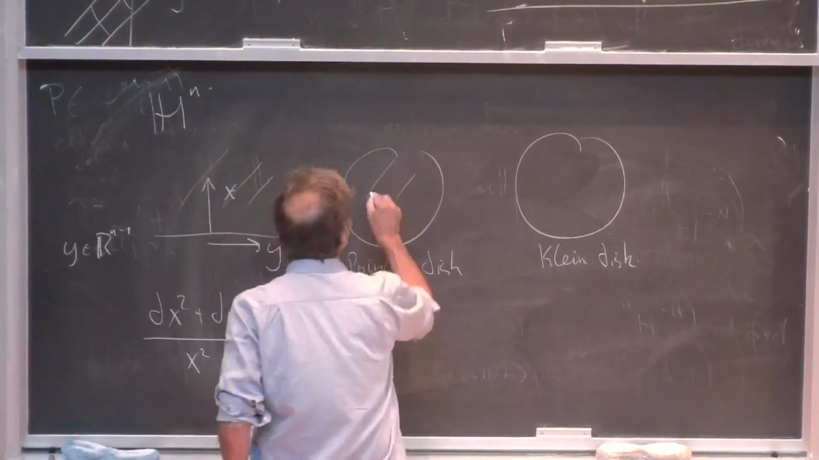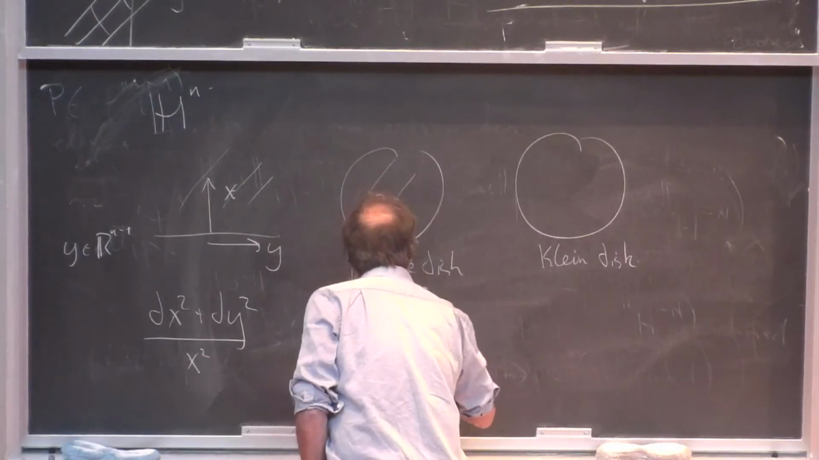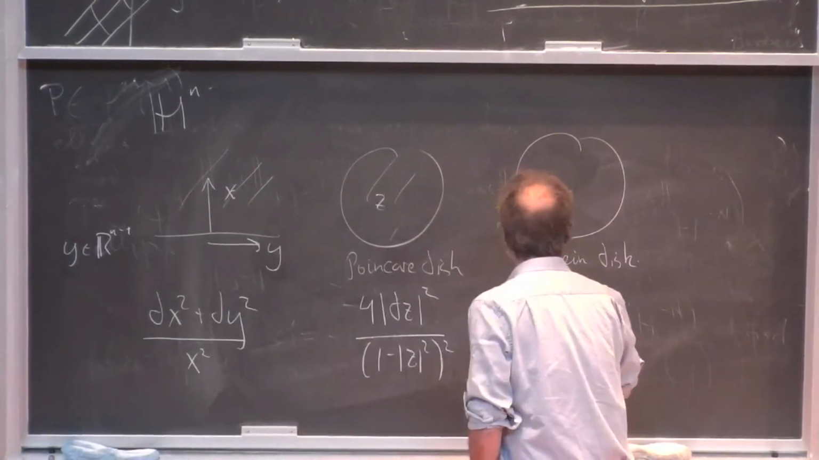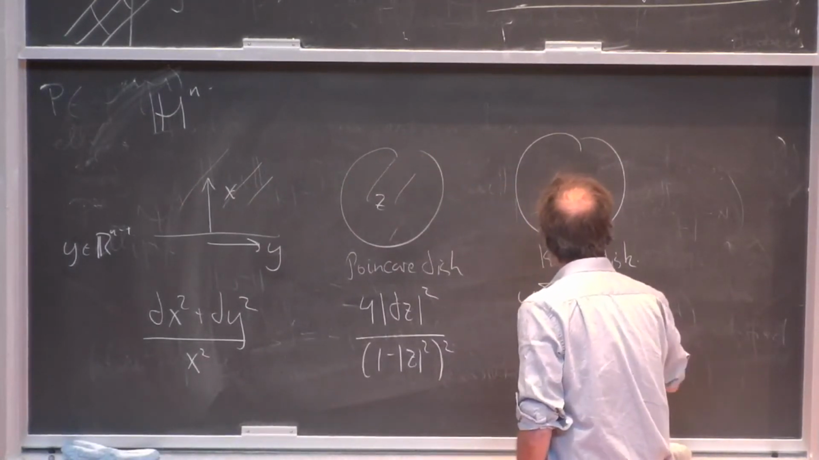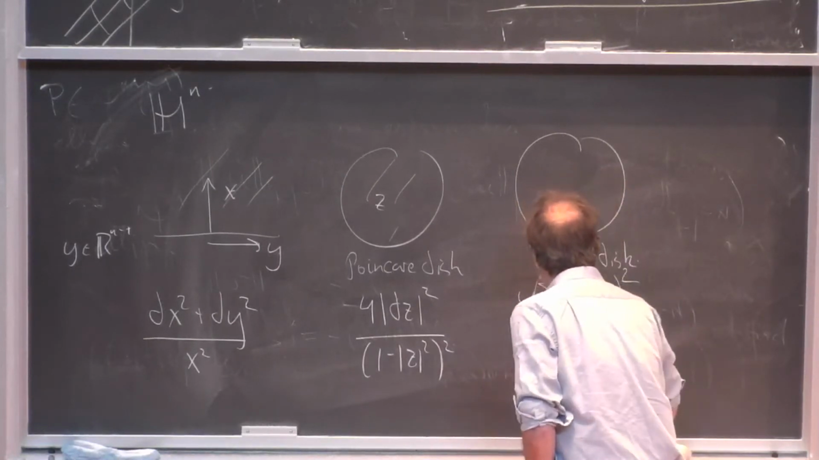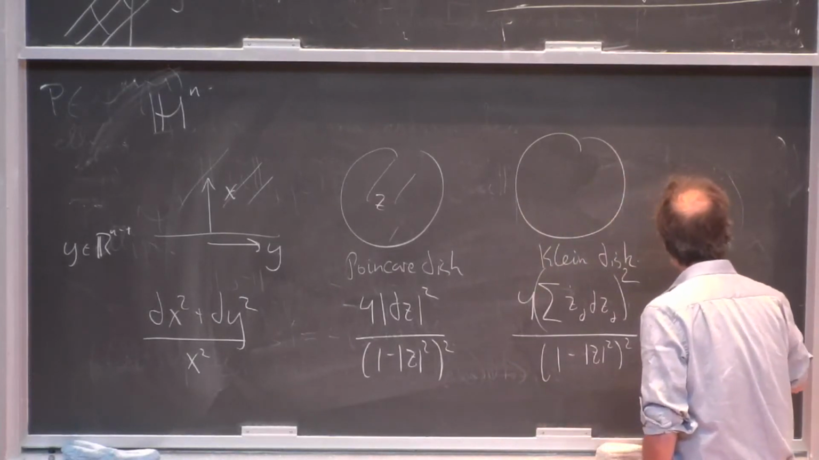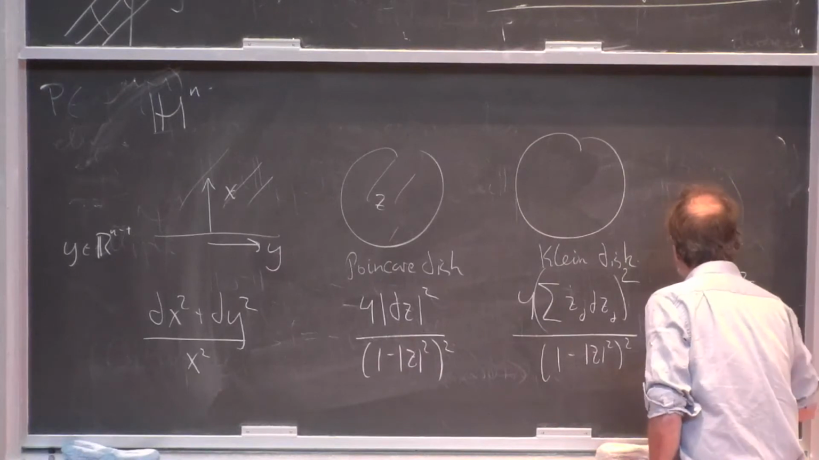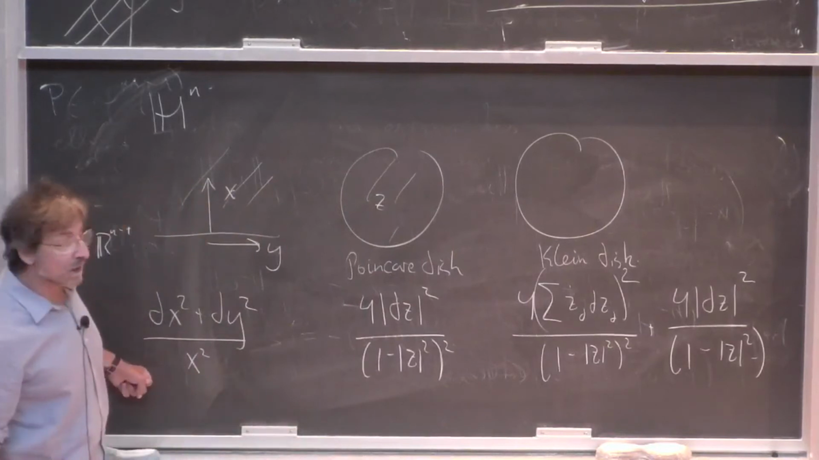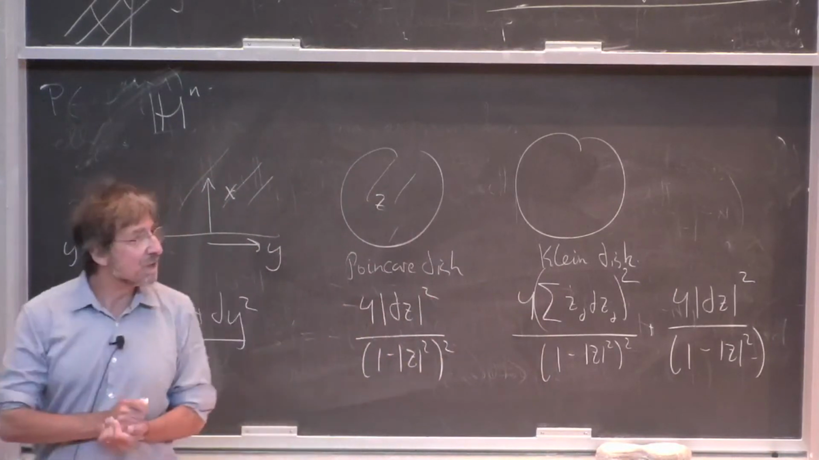For the Poincare disk, my coordinate is z. The metric is 4 dz squared over (1 minus |z| squared) squared. And then for the Klein disk, let me see if I get the formula right, it's 4 times the sum of zj dzj, squared, over (1 minus |z| squared) squared, plus, I think, 4 times dz squared over (1 minus |z| squared). Obviously, in terms of simplicity, this is the simplest. This is a little bit worse, but not too bad, and this looks horrible. However, they all have their nice advantages.